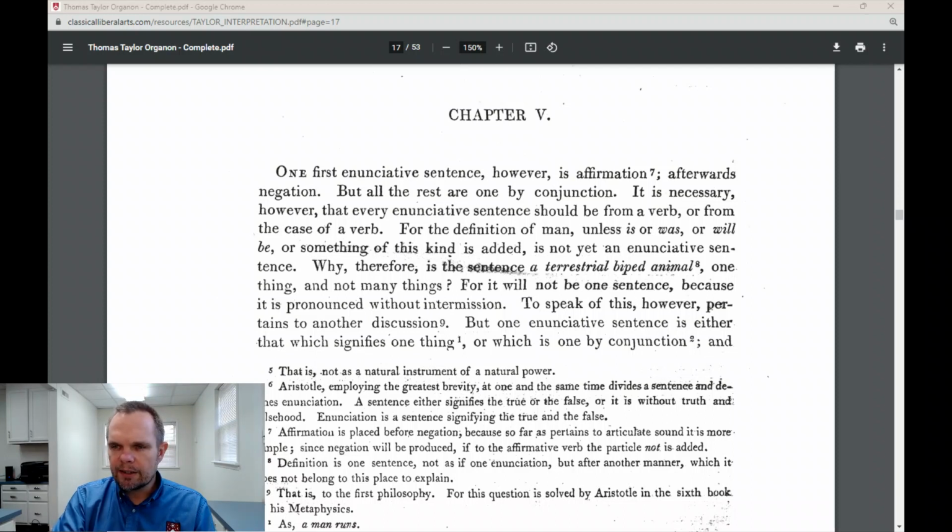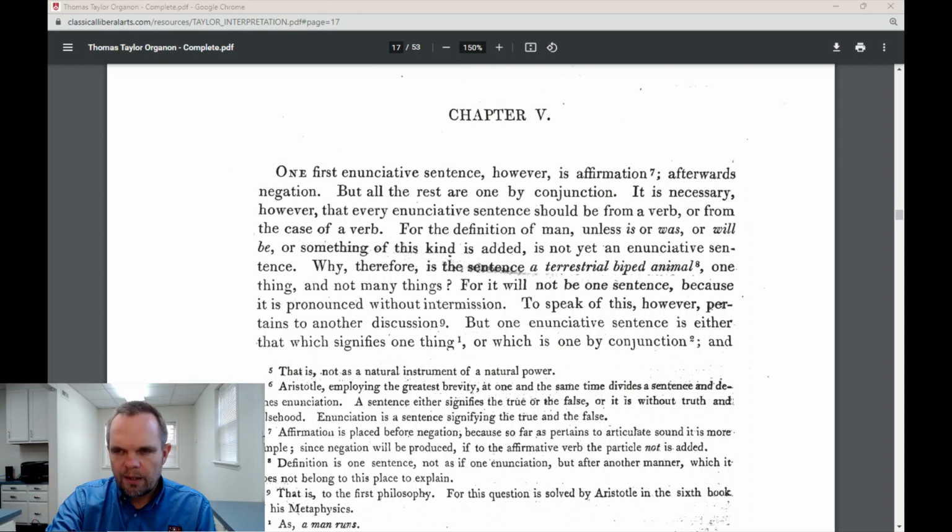Why is the expression a terrestrial biped animal composed of 4 words understood to be one thing, and not many things, not at least 3 different things? How does our mind know to take those words and keep them all together as a composite name for a single idea? How does our mind know to do that?